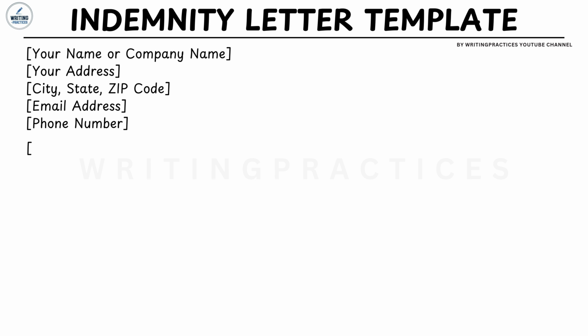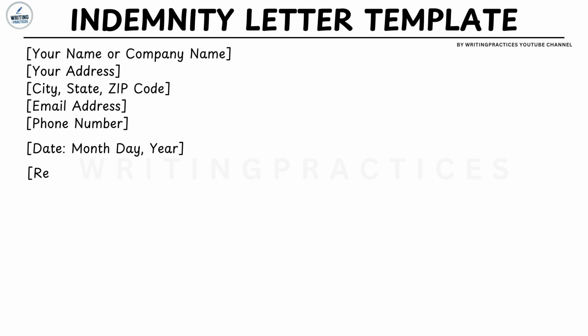The date. Place the date just below the sender's details. Always use the date when the letter is finalized. It's a crucial detail because indemnity agreements often depend on the timeline for their validity. For example, if you're drafting this letter on November 26, 2024, that's the date you'll add here.